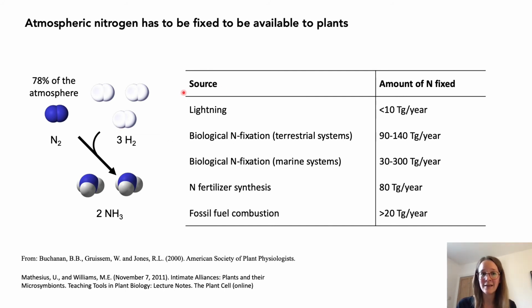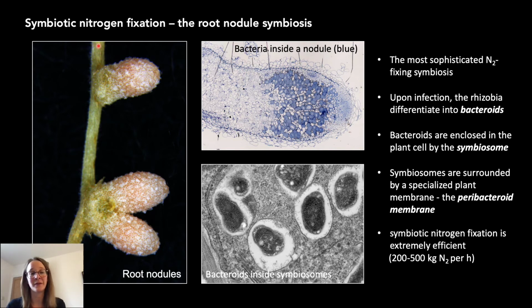There's lightning that provides enough energy to fix atmospheric nitrogen into ammonia. There's also the synthesis of nitrogen fertilizers through the Haber-Bosch process or fossil fuel combustion. But the biggest part of nitrogen fixation is biological nitrogen fixation. And here we've got marine systems, but also terrestrial systems. And they provide a huge amount of fixed nitrogen per year. And the most sophisticated biological nitrogen fixation is through the symbiotic nitrogen fixation in the root nodule symbiosis.